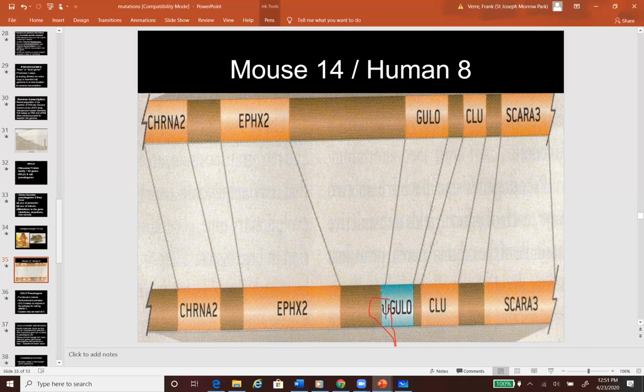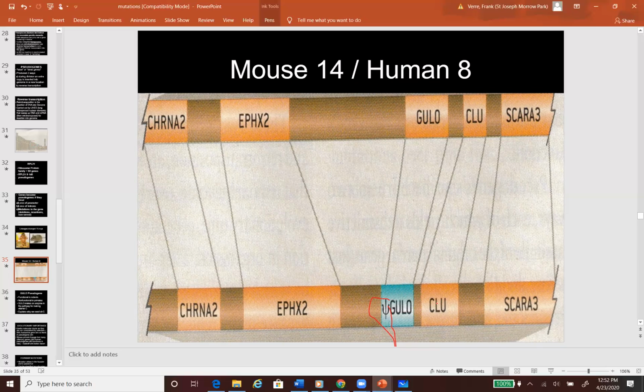So what gulo does is it actually makes the genes that make vitamin C. It encodes for an enzyme that can convert glucose into vitamin C. And in primates, this gene is gone. It just died. Okay. Now, the reason why a gene dies is very simple, actually.